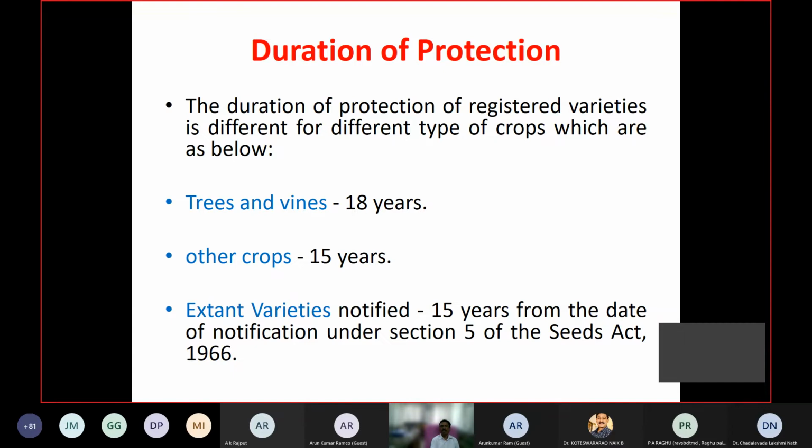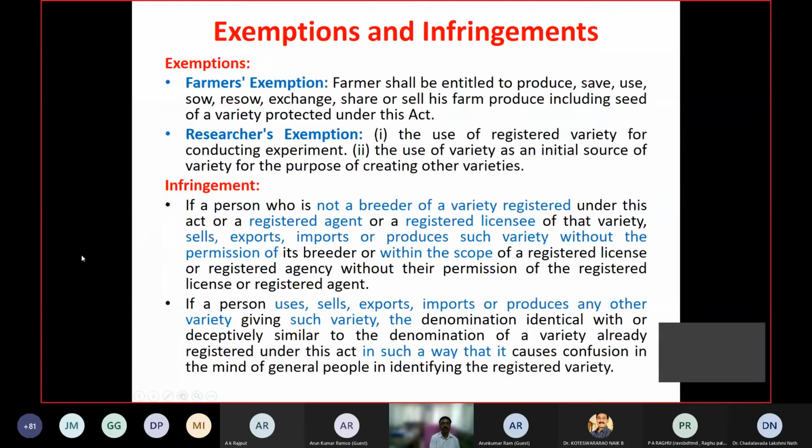Any extant varieties, already told you, which have been created through genetic mutation or other lab techniques or tissue culture, they get 15 years protection. So, exemptions and infringement: farmers have been exempted. I already told you he can produce, save, use, resow, exchange. These are the exemptions given to him over others' rights.